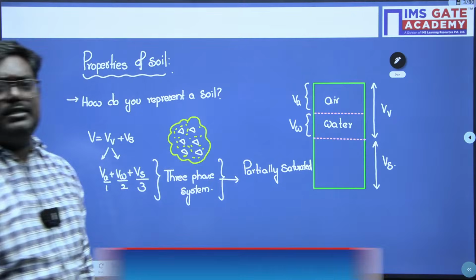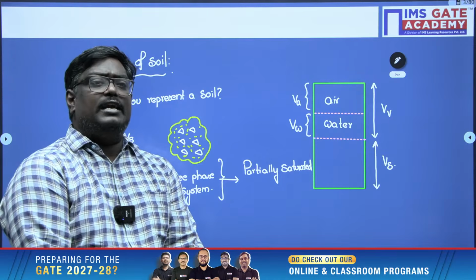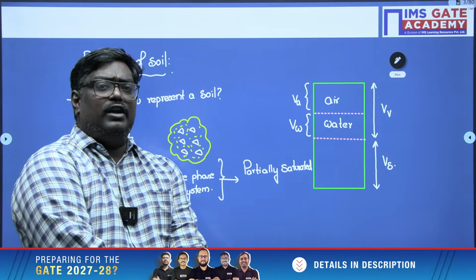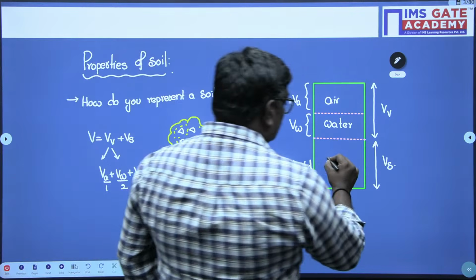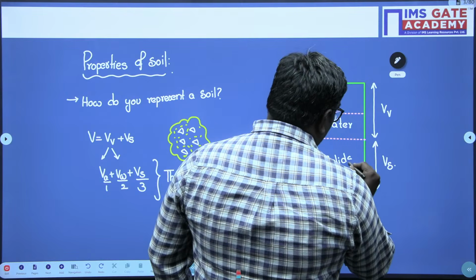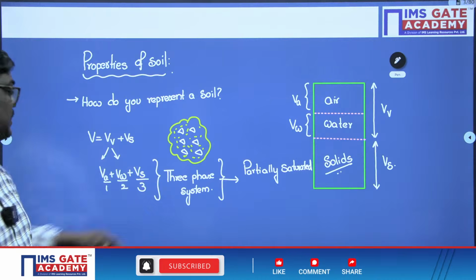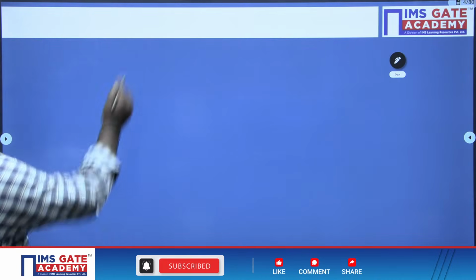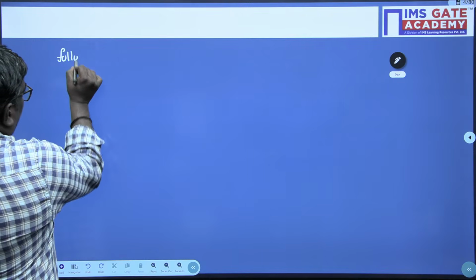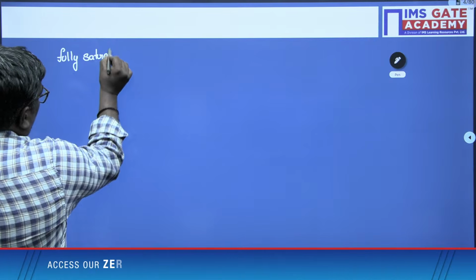What does partially saturated soil mean? In this, voids are filled with both air and water. You have to remember, my dear students, voids are filled with both air and water. So, how do you represent a soil? Soil can be represented as a three-phase system in partially saturated soil.